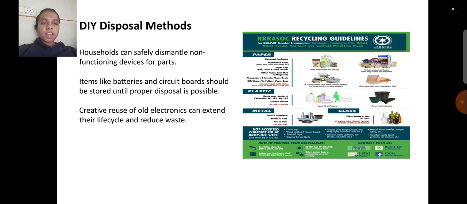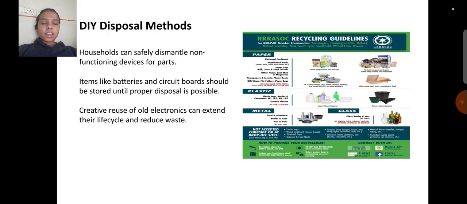And DIY disposal methods. Households can safely dismantle non-functioning devices for parts. Items like batteries and circuit boards should be stored until proper disposal is possible.